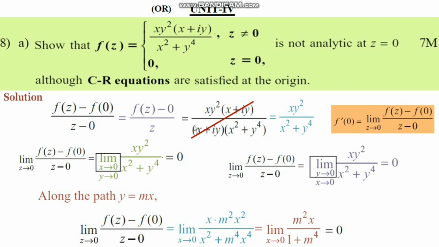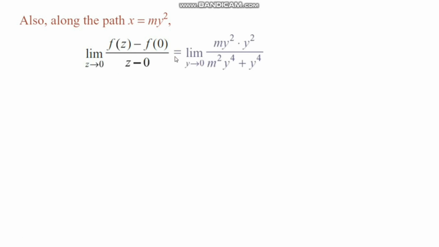But you can see here in the denominator, it is a second degree, and it is a fourth degree. To make it fourth degree, let us assume that x equals my square. We consider the limit of this particular function along the path x equal to my square. Now we have considered the limit of this function along the path x equal to my square when z approaches 0.